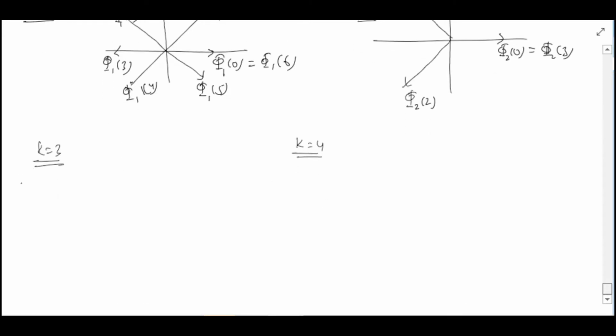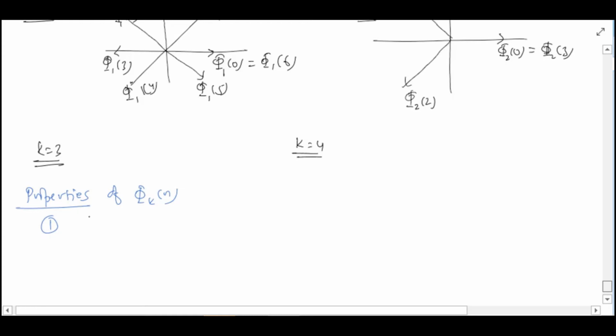Okay. Now let's see a few properties of complex exponentials, properties of phi k[n]. The first thing is periodicity in n, that is phi k[n plus capital N] is phi k[n] for all n, and this is called periodicity in n.